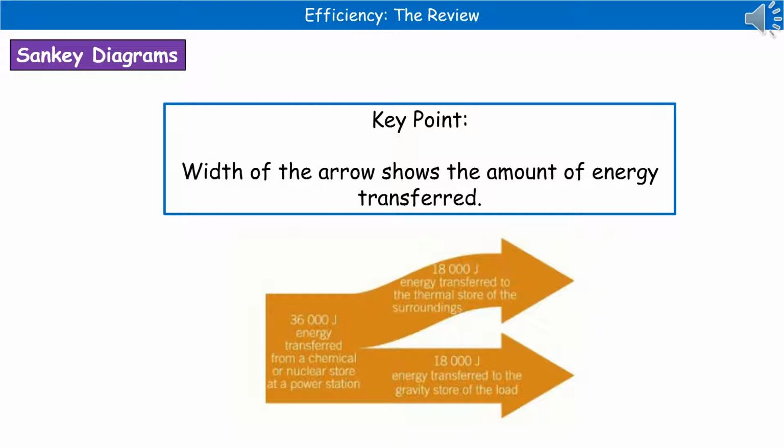One way we can represent these energy transfers is through the use of a Sankey diagram, which hopefully you encountered at Key Stage 3. And the key thing to remember here is that the width of the arrow shows the amount of energy transferred. So if they were to ask you to draw one of these Sankey diagrams, they would again give you a pre-printed bit of graph paper so that you can pick a scale easily. So make sure that if you do get asked this, that the width of your arrows is representative of the energy transferred.